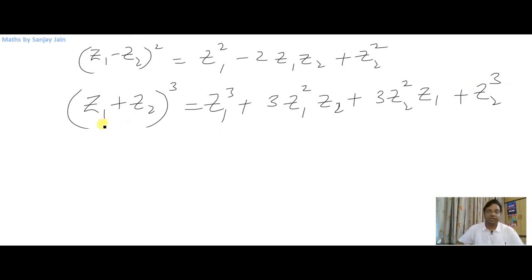Right, this is how we write the identities. I want you to write the rest of the identities yourself. So the introduction part is over. Now we will start the questions.